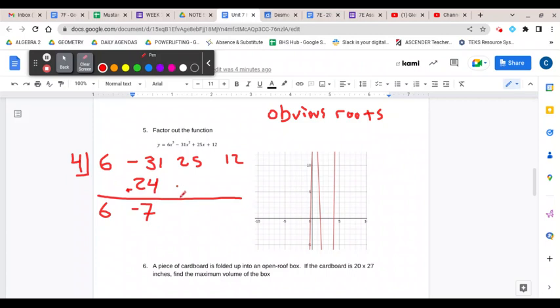Negative 7 times 4 is negative 28. 25 plus negative 28 is negative 3. Negative 3 times 4 is negative 12. Negative 12 plus 12 is 0. So for our first set of factoring here, we have one root at 4, so we have x minus 4 as a factor. Our other factor is going to be 6x squared minus 7x minus 3.